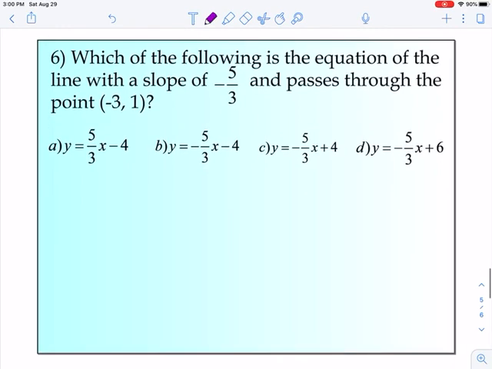And then for our last problem here, it says, which of the following is the equation of the line with a slope of negative 5 over 3 and passes through the point negative 3, 1? Okay, so again, you can do a couple different things here. It's completely up to you. All of these are in y equals mx plus b form, all of your choices.